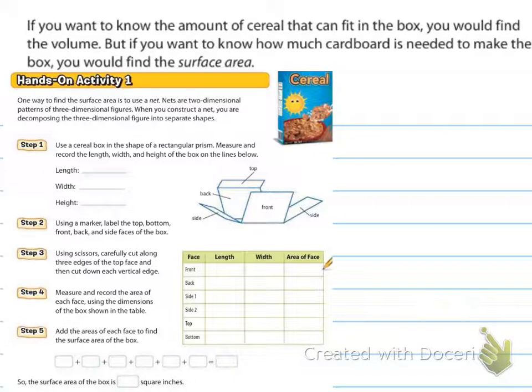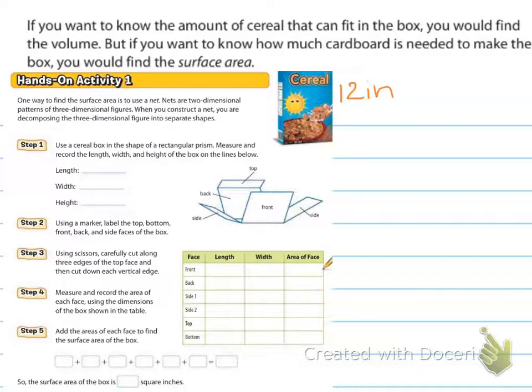All right, so it says one way to find the surface area is to use a net. Nets are two-dimensional patterns of three-dimensional figures. When you construct a net, you are decomposing the three-dimensional figure into separate shapes. So step one says use a cereal box in the shape of a rectangular prism to measure and record the length, width, and height. Now, I'm not expecting you to do that on your own, so I'm going to give you dimensions now so that we can plug those in ourselves.